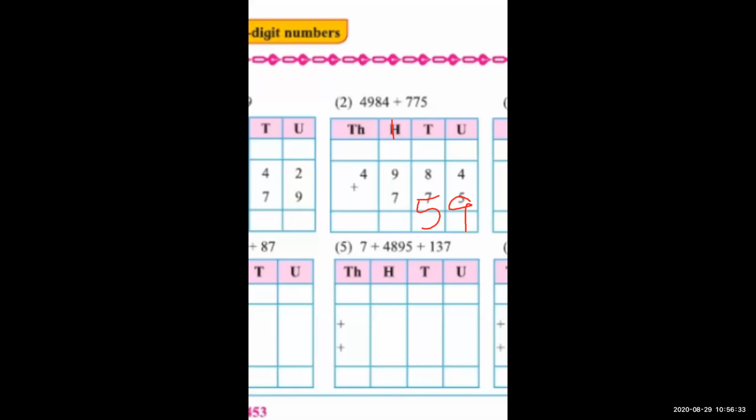After that, 9 plus 7. Tell me, 9 plus 7, 16. Plus 1 carry is there. You want to add 1 carry here. Then answer is 17. Okay. And after that, 4 plus 1. 4 plus 1 is 5. So what is your correct answer? 5,759.